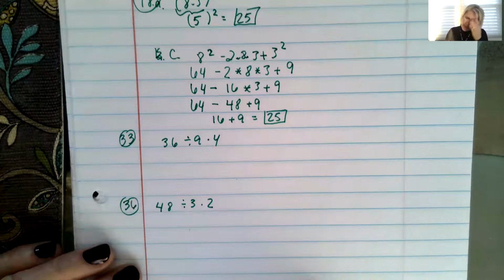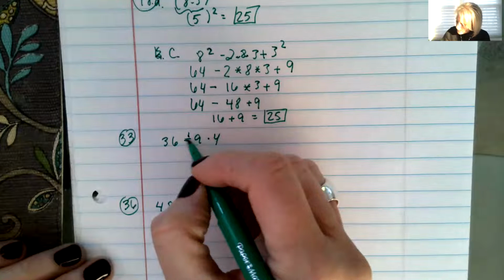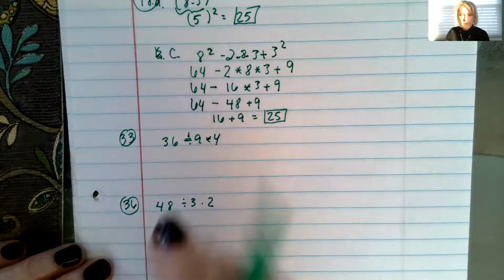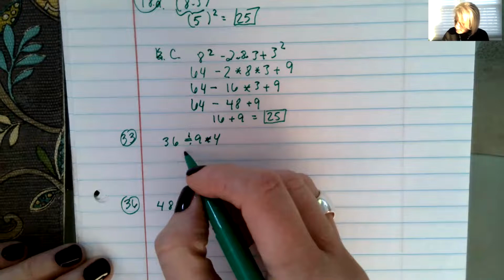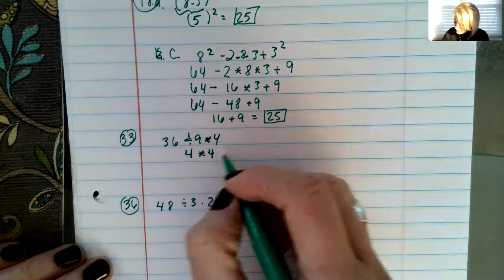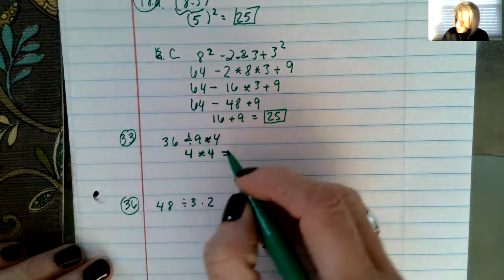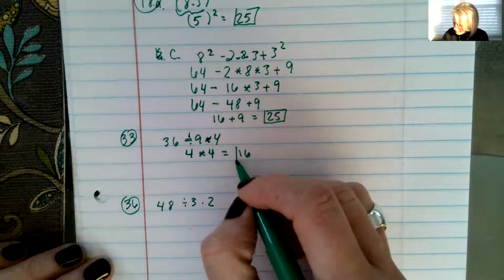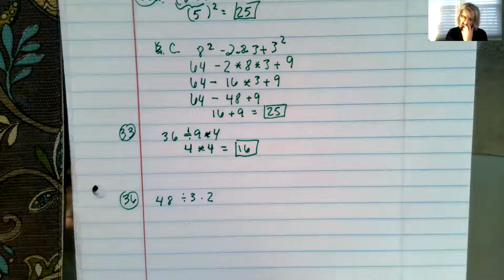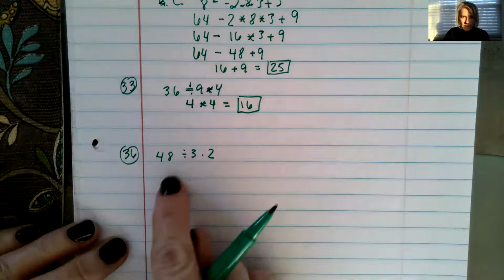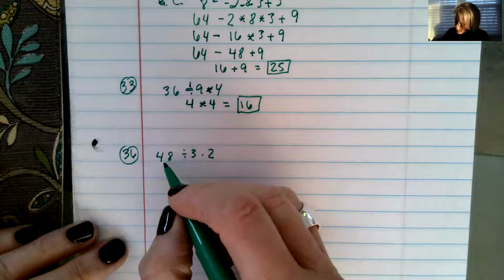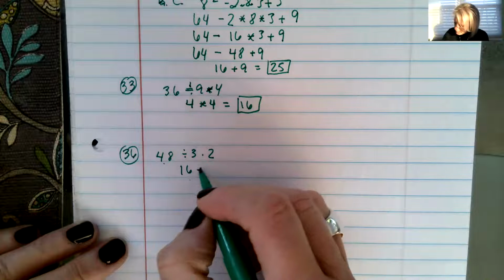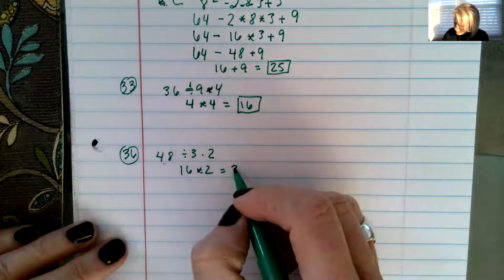Then 33, we have a division and a multiplication. So again, left to right, the division goes first. So 36 divided by 9 is 4. Multiplied by 4 is 16. And then the last one I have is 48 divided by 3 multiplied by 2. So 48 divided by 3 is 16, multiplied by 2 is 32.